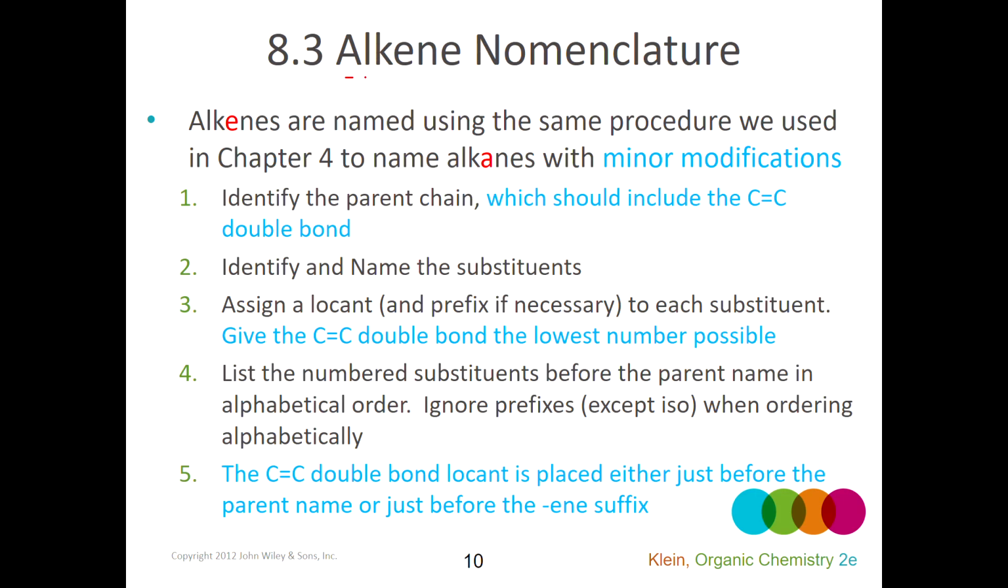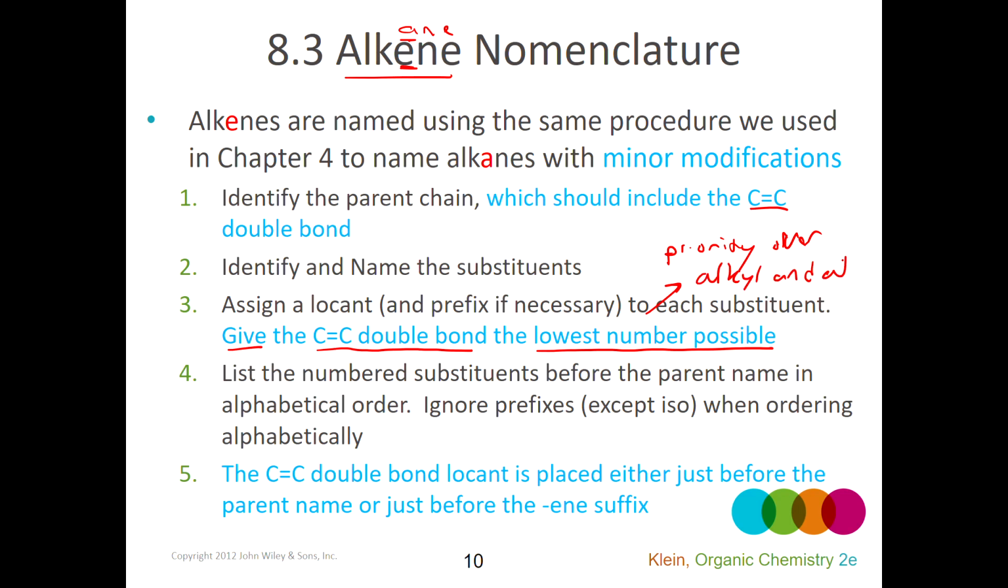So when it comes to an alkene, we also want to make sure that we can name them, just like we learned how to name alkanes. The difference is the ene suffix instead of the ane suffix is used to indicate that there's a carbon-carbon double bond in the chain. A couple other modifications to the naming system. We want to give the carbon-carbon double bond the lowest number possible, and that's going to take priority over other substituents, over alkyl groups and halide groups.